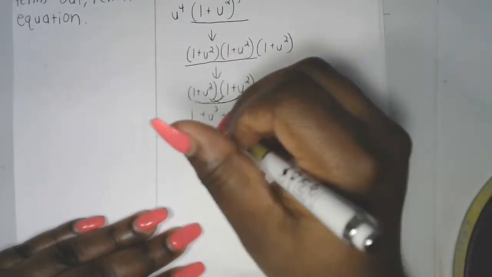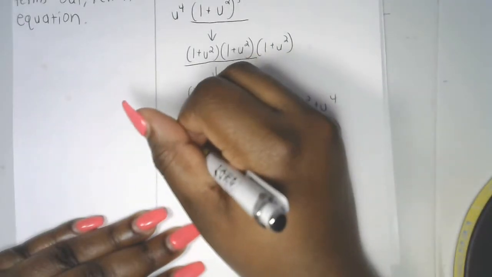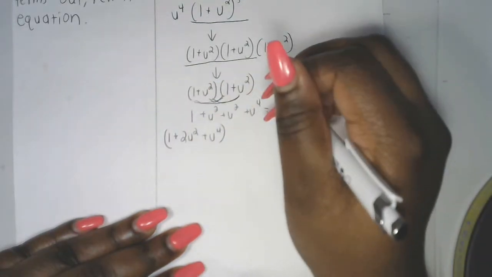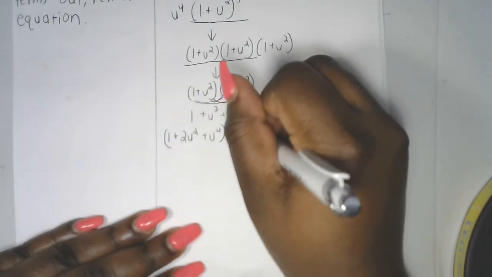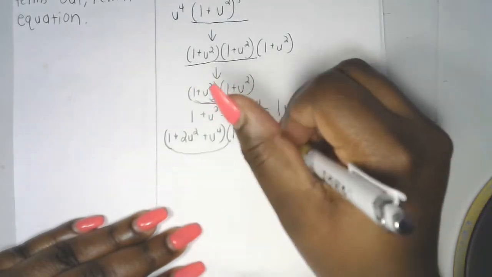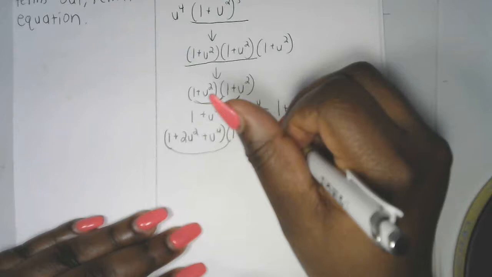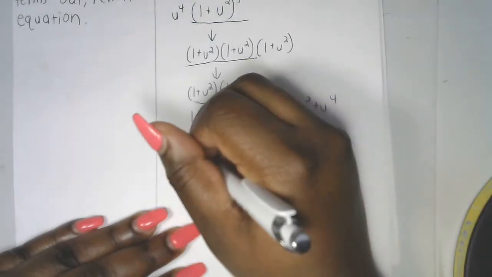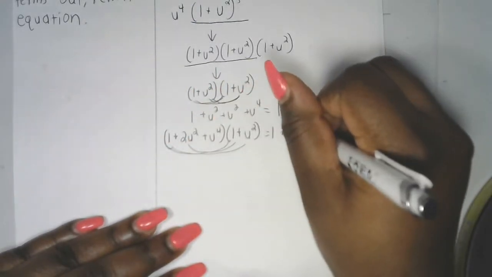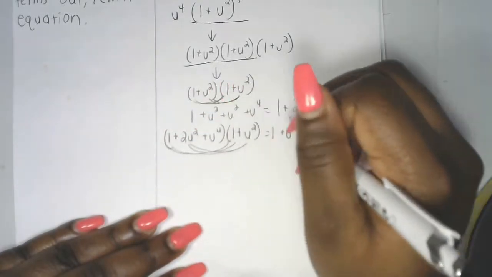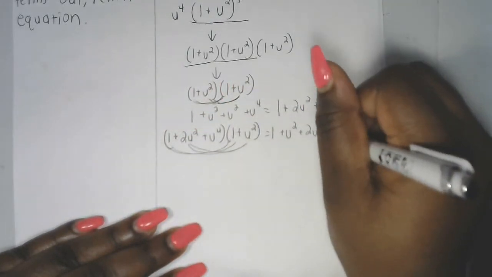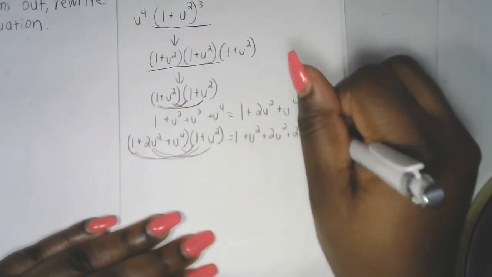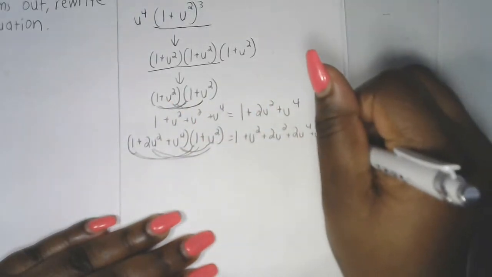So 1 plus 2u squared plus u to the fourth times 1 plus u squared is equal to 1 times 1, which is 1. 1 times u squared is u squared. 2u squared times 1 is 2u squared. 2u squared times u squared is 2u to the fourth. U to the fourth times 1 is u to the fourth. And then u to the fourth times u squared is u to the sixth.